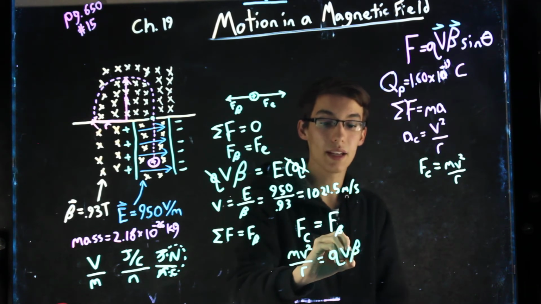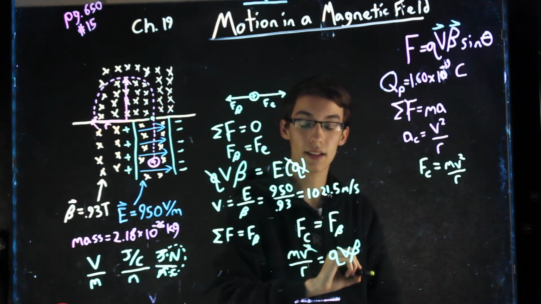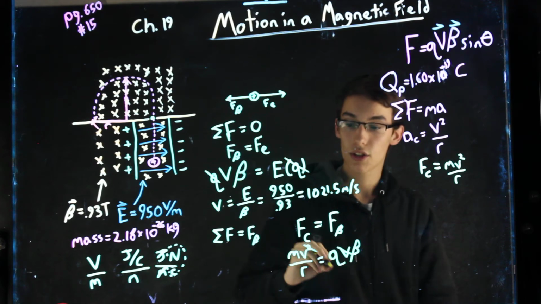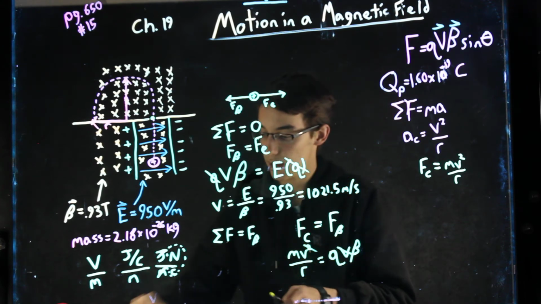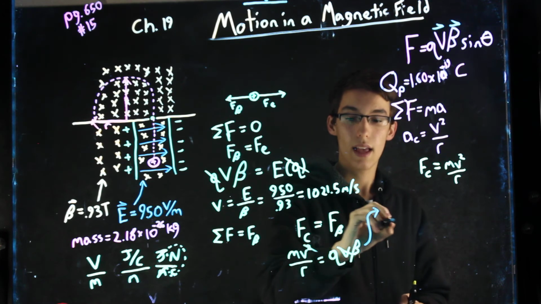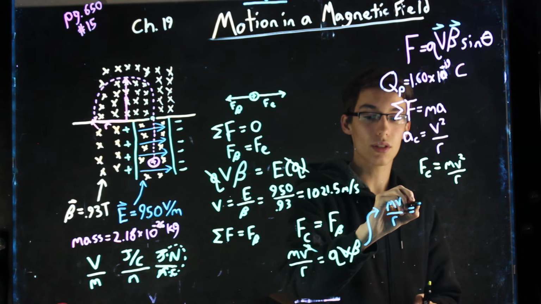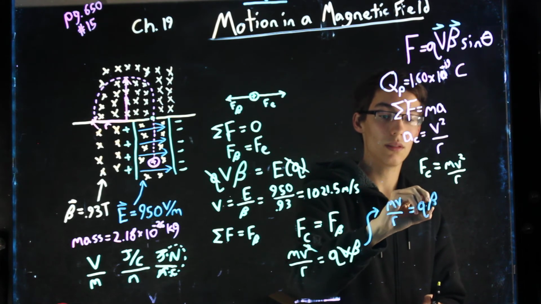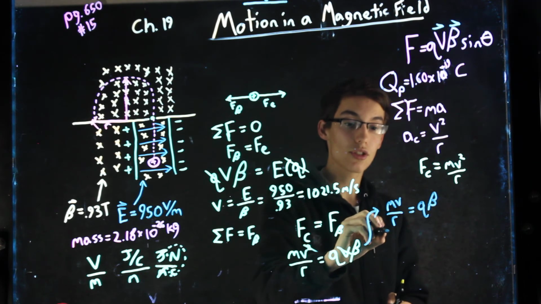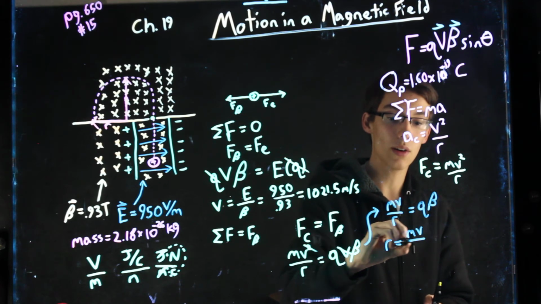And actually we will not end up calculating this because velocities cancel out, so if something can cancel out, go ahead and cancel it out. So we're going to rewrite this as mv over r equals qb. Now we're going to solve for r, so r equals mv over qb.